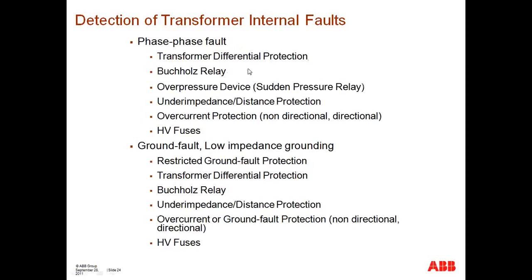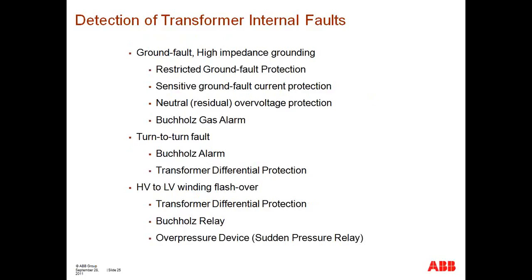That's why the first three, transformer differential protection, the Buchholz, and the SPR, do provide true unit protection for the transformer. In the case of ground faults, we could utilize restricted ground fault protection, which we'll discuss in a few slides. Transformer differential protection, Buchholz relays, under impedance distance relays, ground overcurrent relays, and high voltage fuses would also provide protection for ground faults. In the case of high impedance grounding, again, restricted ground fault protection, sensitive ground overcurrent protection, overvoltage protection, and your Buchholz mechanism could also detect these faults.